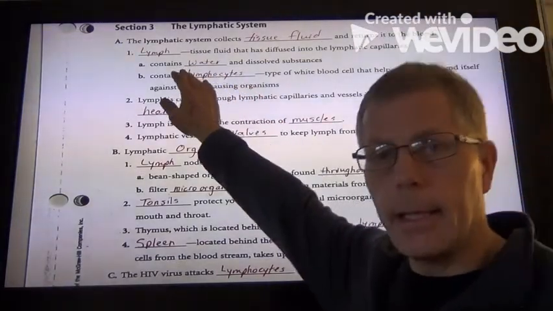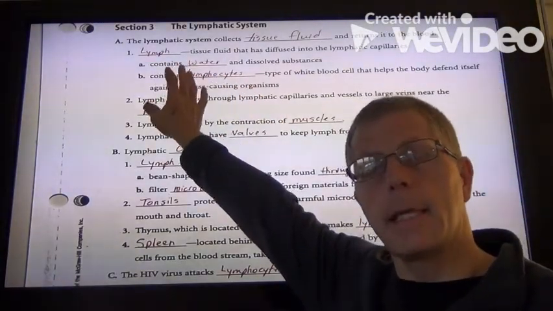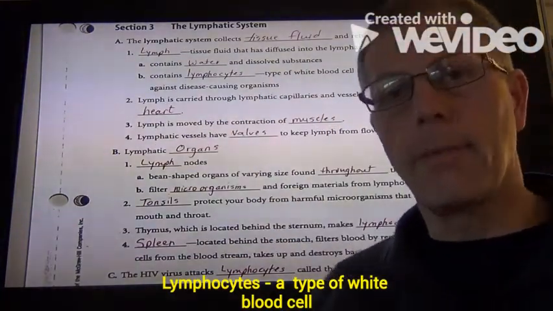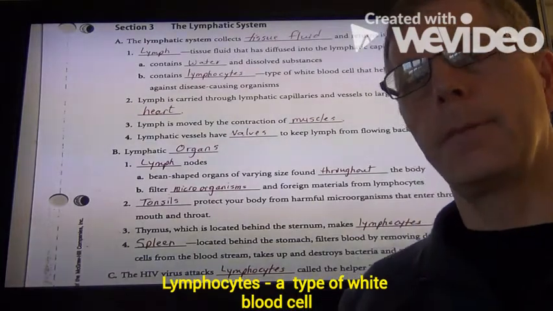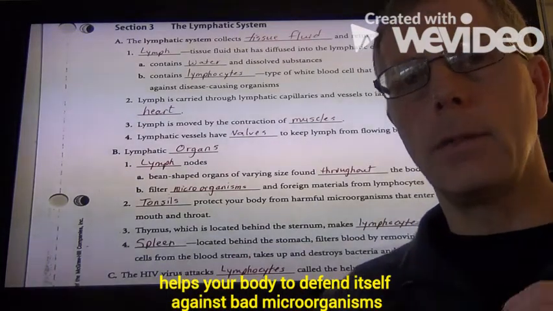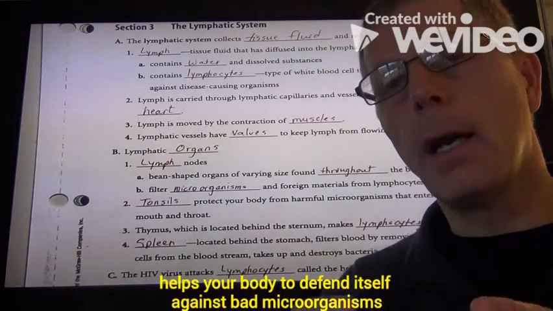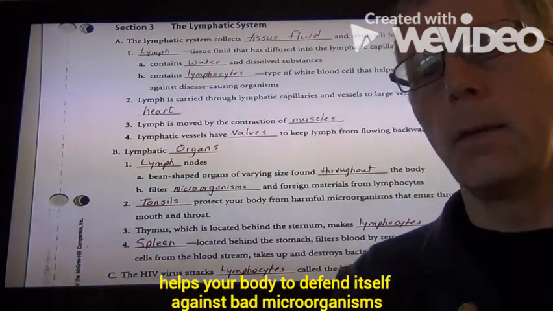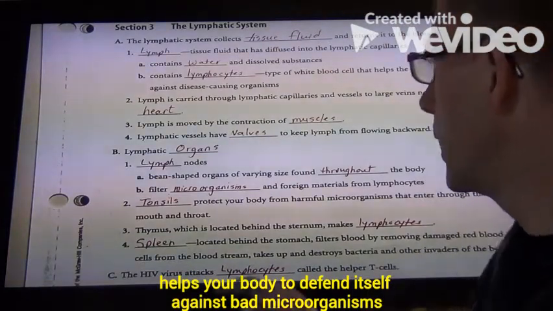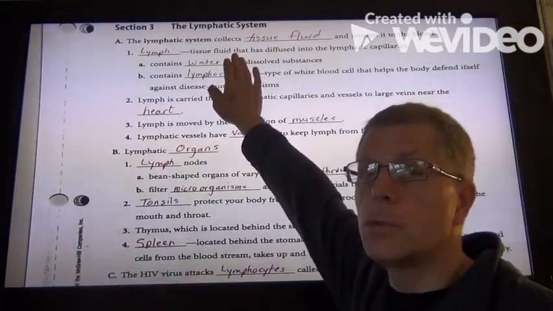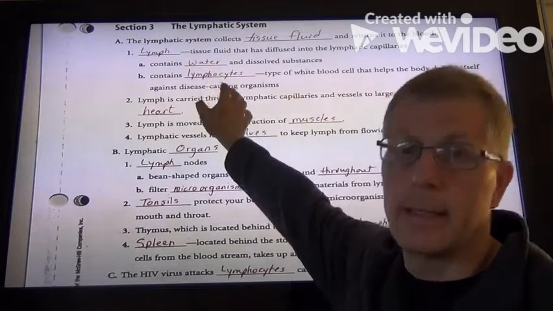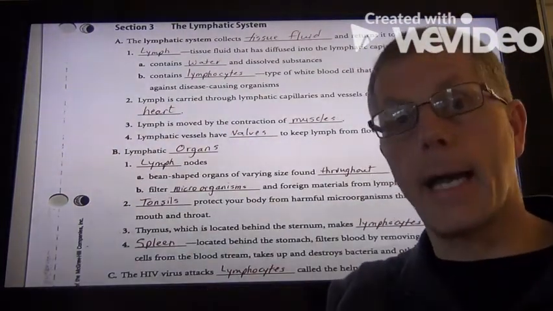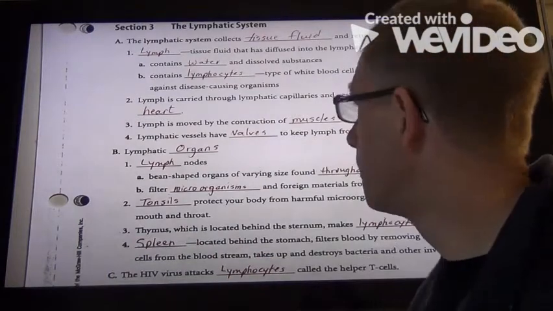Understand that lymph, which is the fluid, contains these things called lymphocytes. And lymphocytes are just a type of white blood cell that helps your body to get rid of those microorganisms and disease-causing organisms that aren't good for us. So lymphocytes is something that you should know. That's important. It's a type of white blood cell. And the white blood cells actually have 3 kinds, and lymphocytes are one of them.